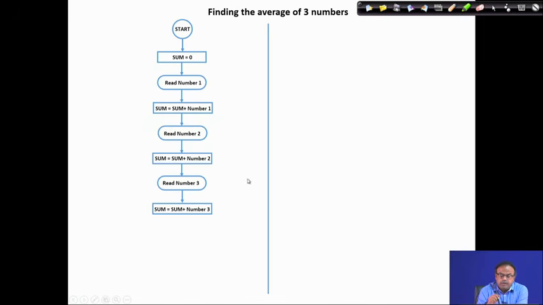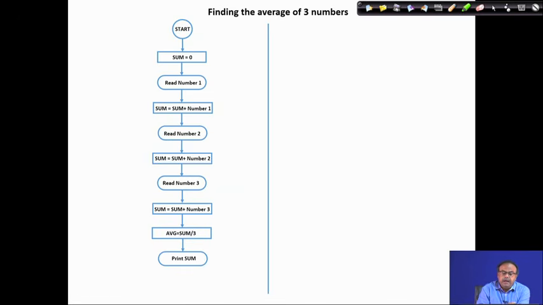Next, I have to compute the average. I write AVG, by AVG I am depicting the average. Average is sum divided by 3. It was 13 plus 3, 16, divided by 3, so it will be 5 point something. That result, whatever I get, I will print. So, that is a flow chart. These are the steps that I have to do.